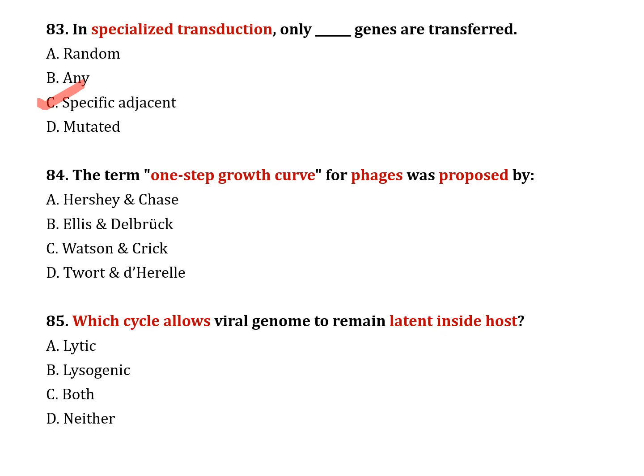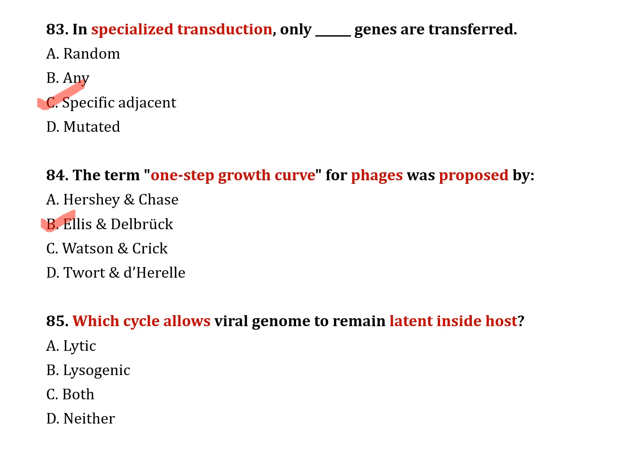The next question, number 84: The term one-step growth curve for phages was proposed by: option A, Hershey and Chase; option B, Ellis and Delbruck; option C, Watson and Crick; option D, Todd and Hurley. Correct answer is option B, Ellis and Delbruck.